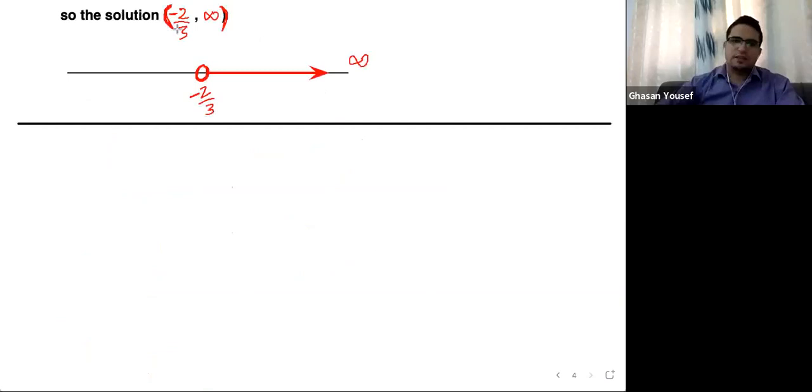Then we can define the solution as open parenthesis from -2/3 to infinity. Or we can do it on the real line like this, -2/3 and an arrow that goes to infinity. Now we're going to learn how to solve nonlinear inequality.